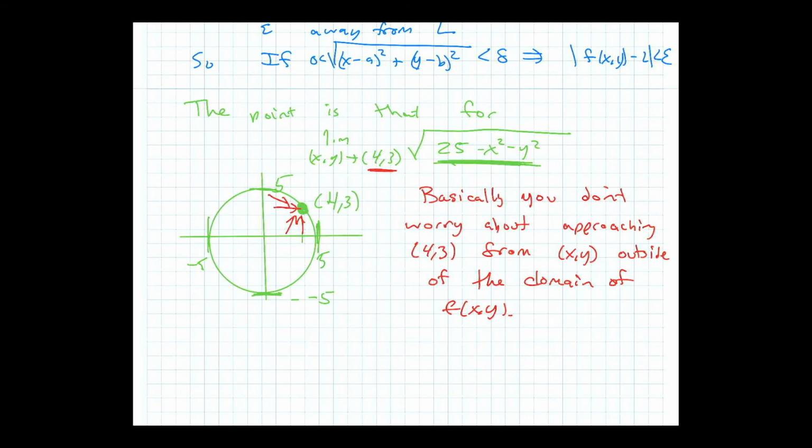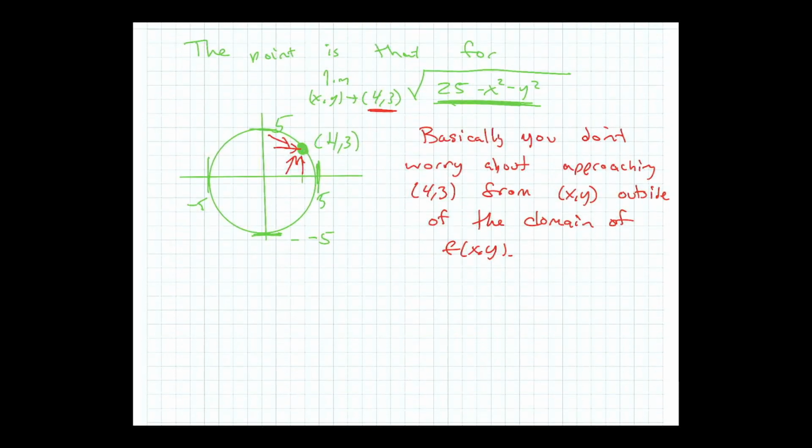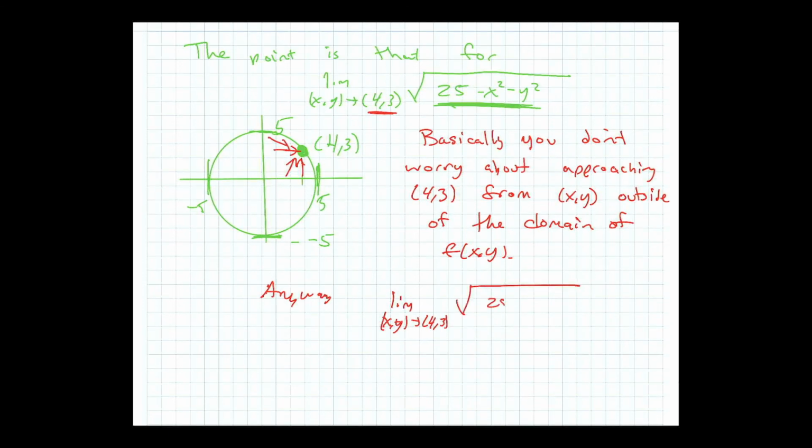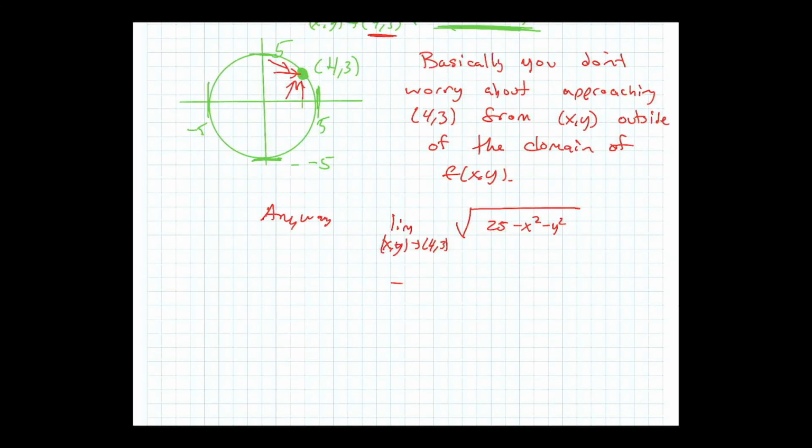But you would just evaluate this by plugging in the 4 and the 3 anyway, and the limit's going to be 0. But this is the point here. So the limit as (x, y) approaches (4, 3) of the square root of 25 minus x squared minus y squared is simply just plug that in, 25 minus 4 squared minus 3 squared, which is 0. I'm not going to prove that limit is zero with the epsilon delta definition. I'm just going to state that we're only worrying about paths like the ones that I drew here that are starting inside of the domain, which is that circle there.